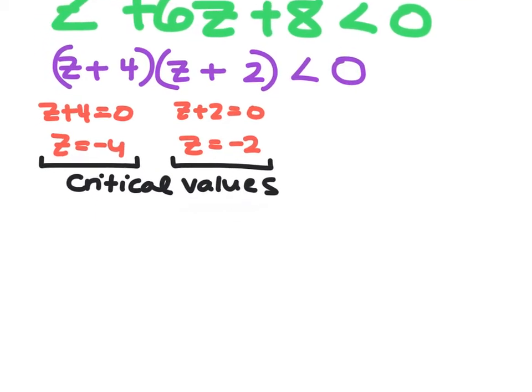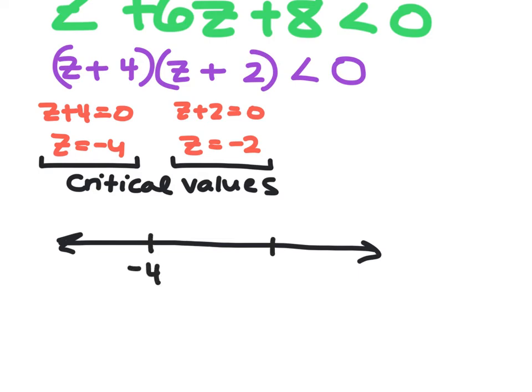Those are your critical values. So let's make our number line with our critical values. The smaller number is -4. That always goes first. The bigger number is -2. Okay, and again, I have 1, 2, 3 different intervals that I need to test.